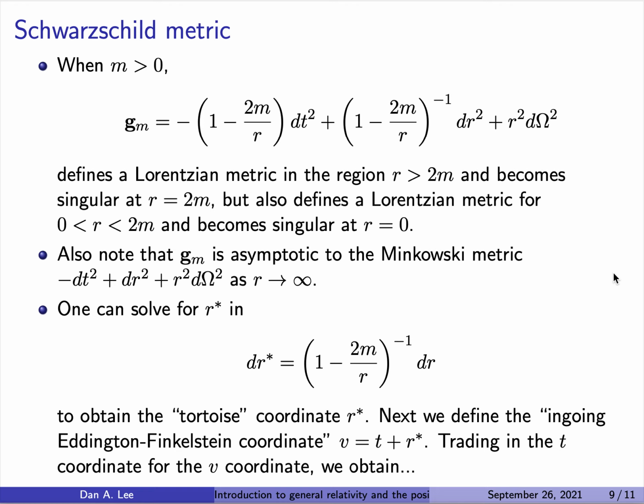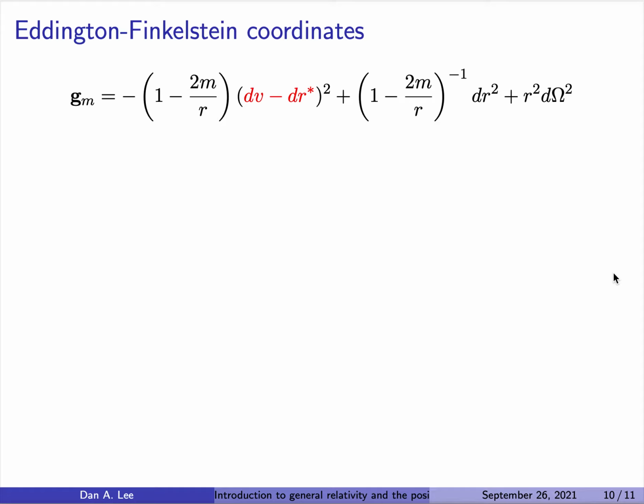So how do we write our metric in these new coordinates? Well, here we have that t is equal to v minus r star, so dt equals dv minus dr star. I wrote in red the one thing that's changed here. And it turns out, this is pretty easy to see, that this has this expression.